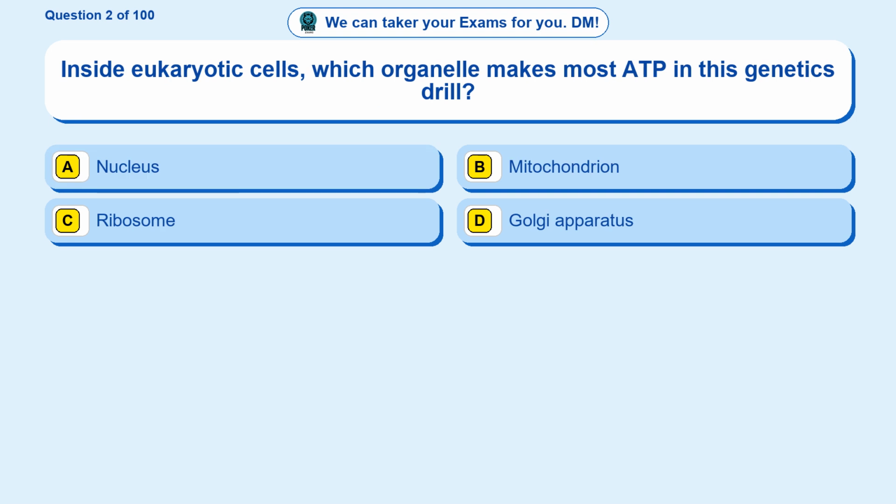Question 2. Inside eukaryotic cells, which organelle makes most ATP in this genetics drill? Option A, nucleus. Option B, mitochondrion. Option C, ribosome. Option D, Golgi apparatus. The correct answer is option B, mitochondrion.